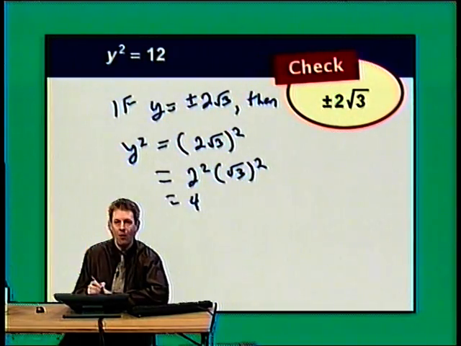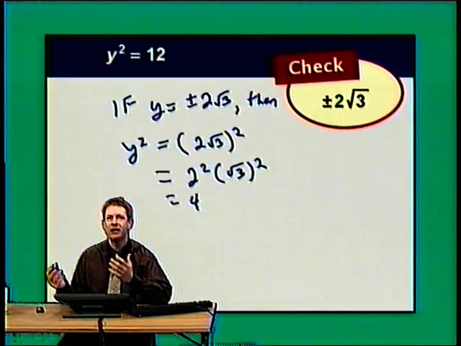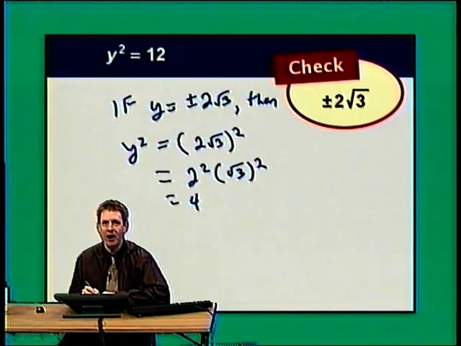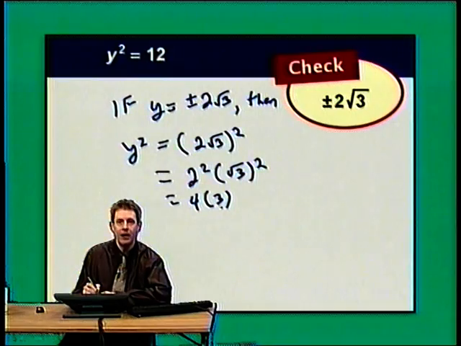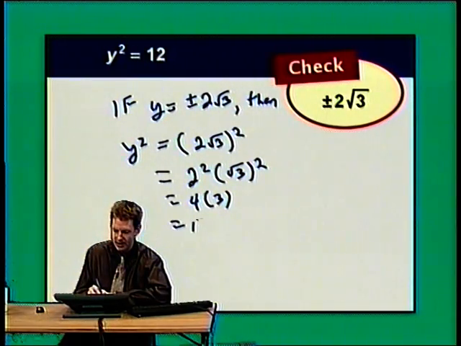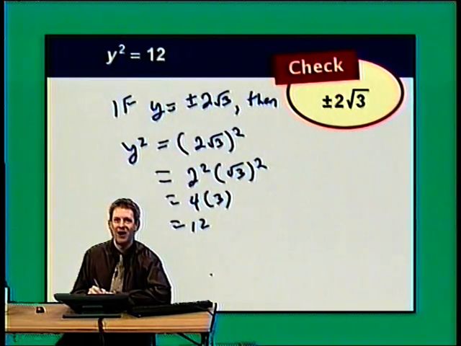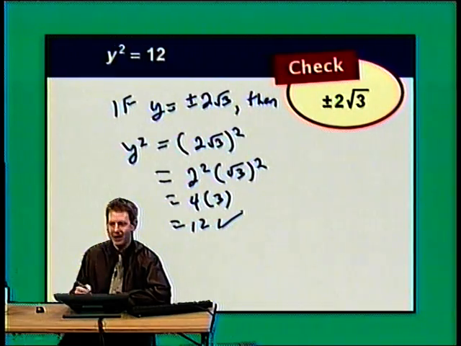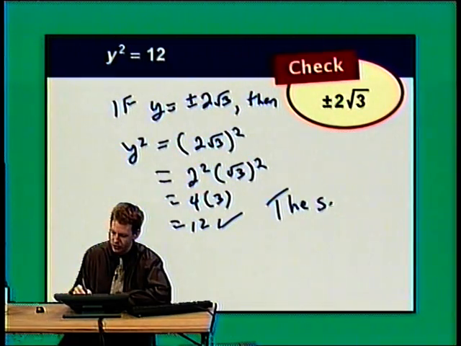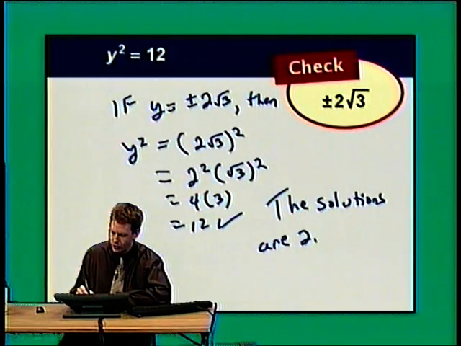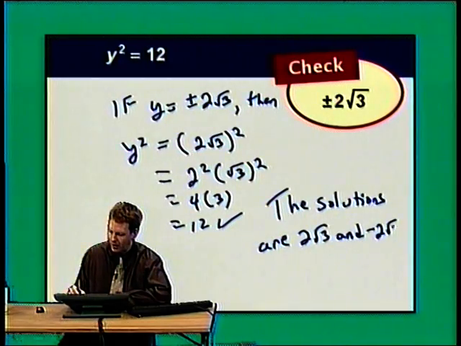2 squared is 4. The whole purpose of being the square root of 3 is that if you square it, the result is 3, and 4 times 3 is 12, which is what I wanted y squared to be, so my answer checks. So the solutions are 2 square root 3 and negative 2 square root 3.